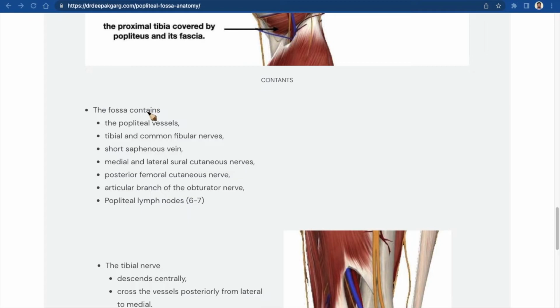So the fossa contains the popliteal vessels, the tibial and the common fibular nerve, the short saphenous vein, the medial and lateral sural cutaneous nerves, the posterior femoral cutaneous nerve, the articular branch of the obturator nerve, and the popliteal lymph nodes, which are usually 6 to 7 in number.